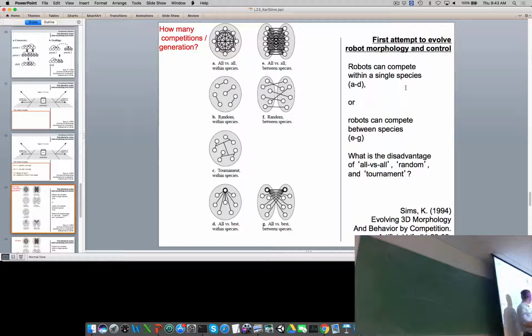Here's what Sims actually did. In the first generation, he did all versus all competition, so he got a very good estimate of every robot in the population. At the second generation, he knew exactly who was the best. He competed all the new robots only against the best one. How many simulations do we need to run in this case? N minus one simulations. So it's computationally efficient. And we have a pretty good estimate, actually, of the fitness of every robot in the population.